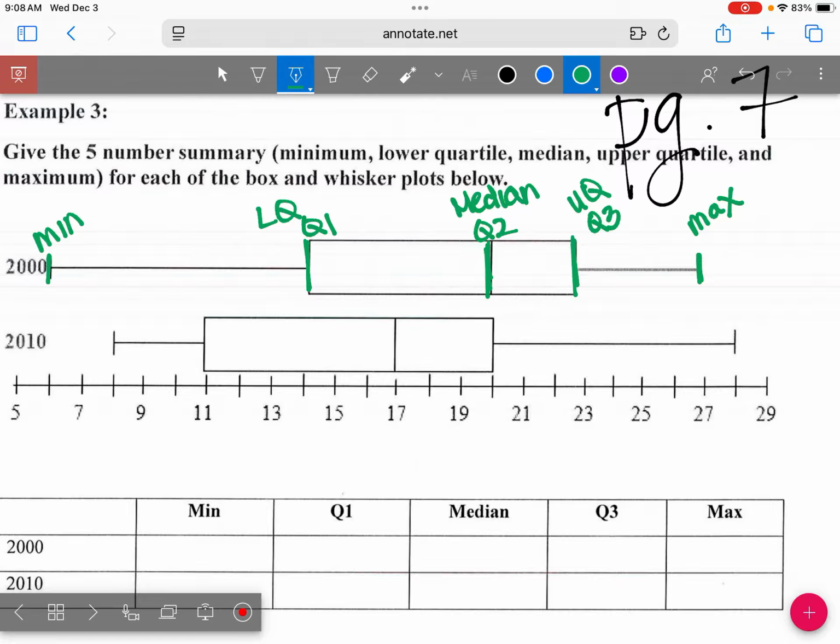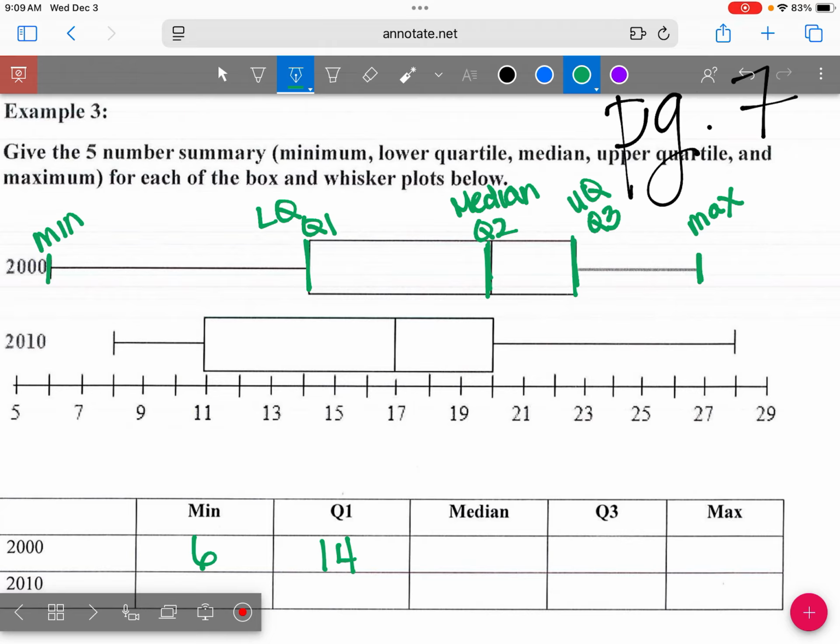So looking here, the minimum would be what? 8. For the first one, no, you're looking at the second one, the bottom one. We're looking at the top one. So looking at the top one, the minimum is 6. And then what would be my lower quartile or my Q1? So this is 6, because if you look at the number line, this comes down to be about 6 here. This looks like it's what? I would say 14 for Q1.